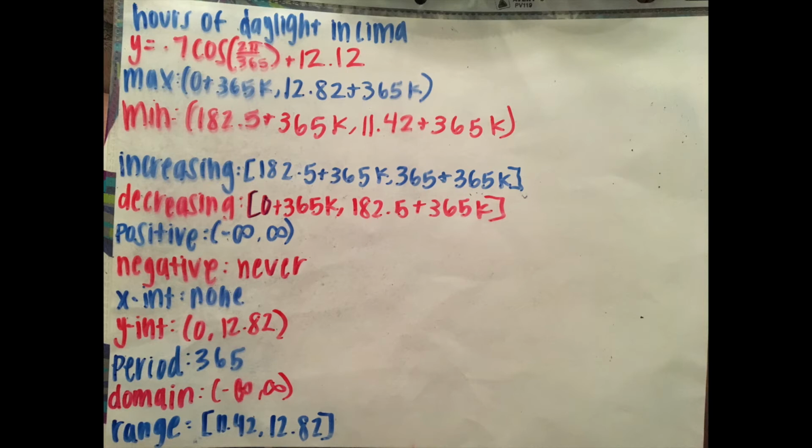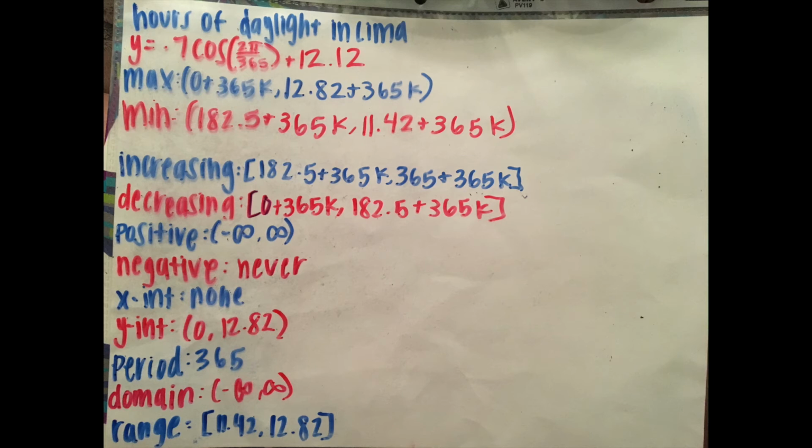I found the areas where it was increasing from 182.5 plus 365k to 365 plus 365k. I knew it was increasing at these intervals because it is increasing from the minimum of my graph, whose y value is at 182.5, to the maximum of my graph, whose has a y value of 365. I found the areas where it is decreasing from 0 plus 365k to 182.5 plus 365k. I knew it was decreasing in these areas because it is decreasing from the maximum of my graph, whose y value is at 0, to the minimum of my graph, whose y value is at 182.5.